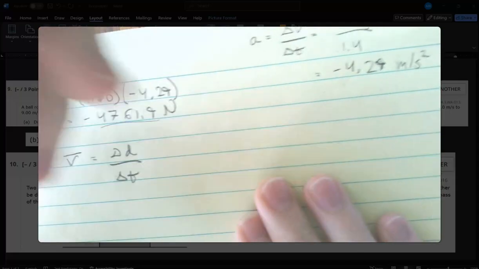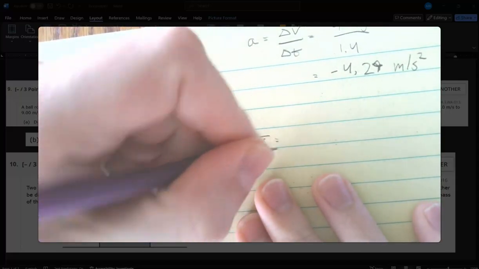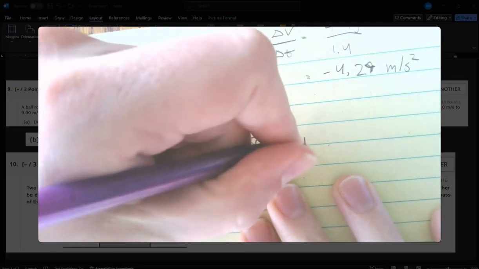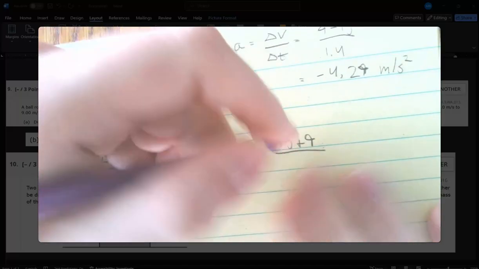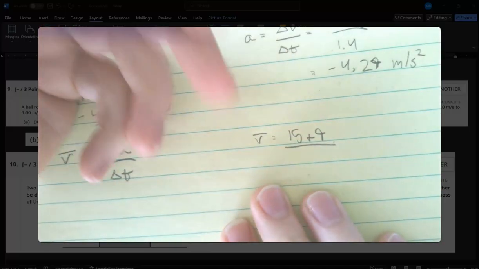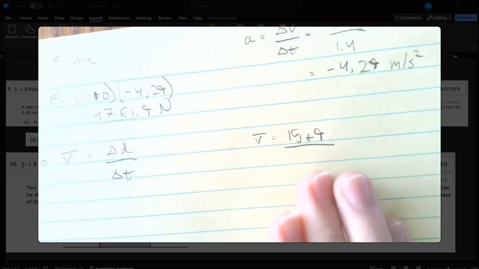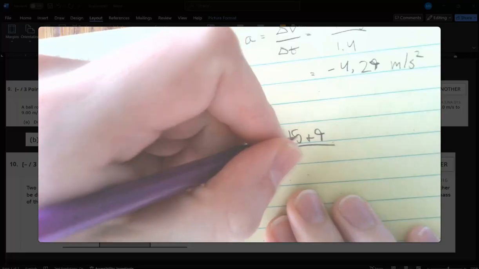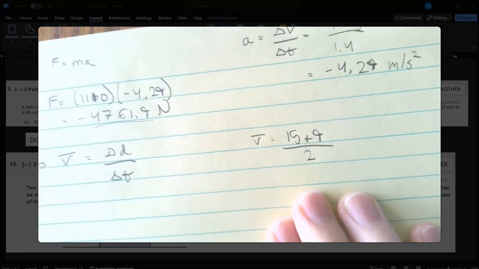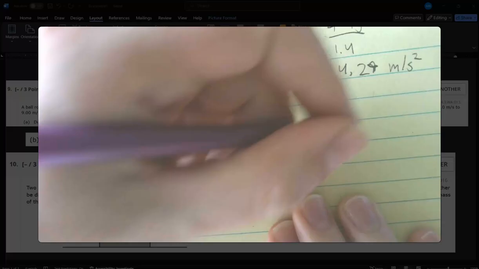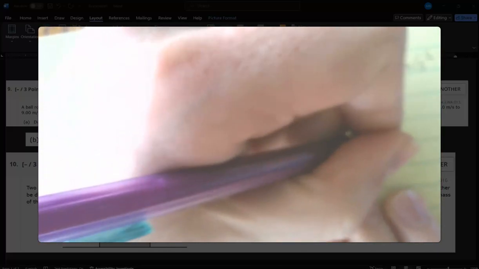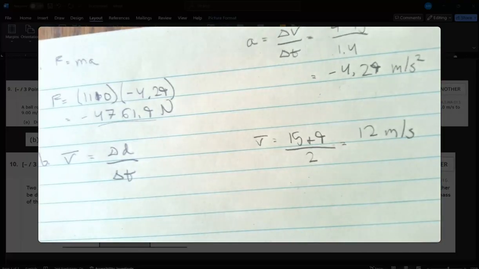All right. So the average velocity is what you get when you take your final velocity plus your initial velocity. So we have 15 plus 9. I think those should actually be flipped around if we're doing final velocity and initial velocity, but we're adding, so the order doesn't matter. So you take your velocities, add them together, and then divide by 2. When we take 15 plus 9, we end up with 24. When we divide that by 2, we end up with 12 meters per second for my average velocity.